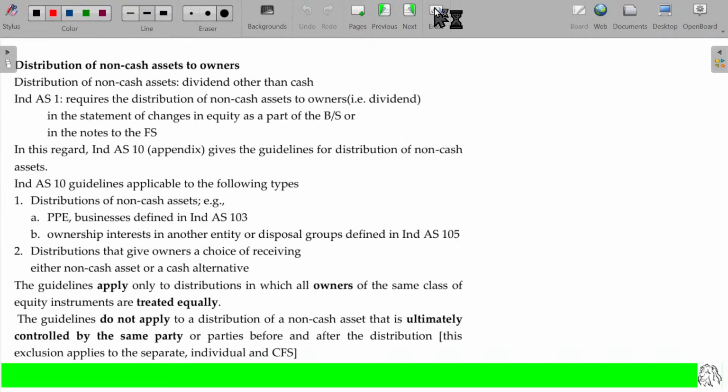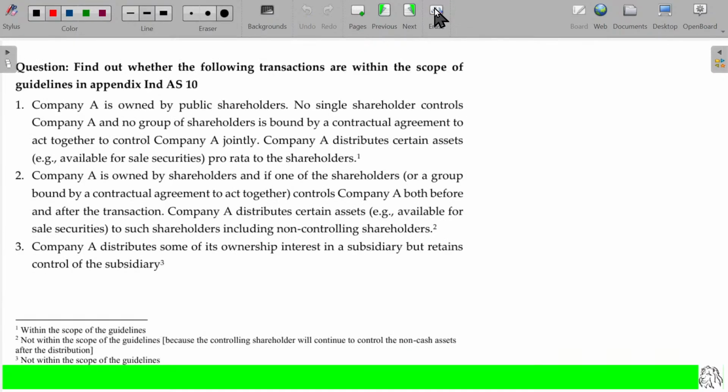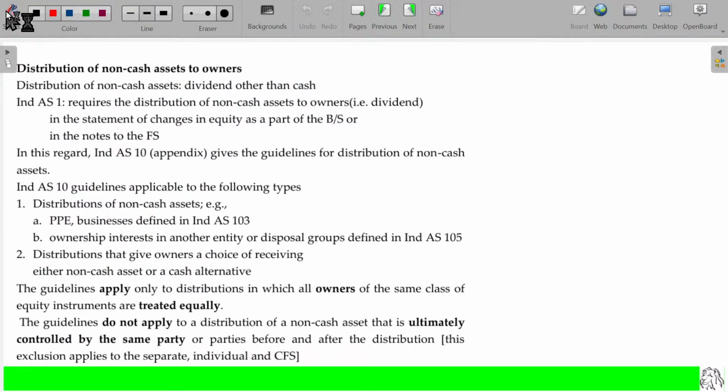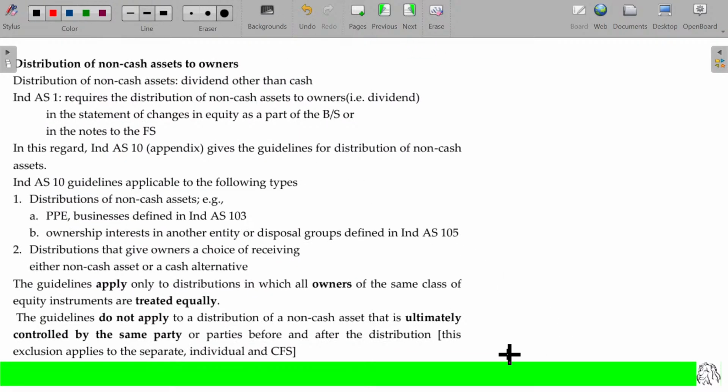Now, let's try to solve this one. This part requires some different explanation, so I will continue this in the next class. I think this is related to business combination under Ind AS 103. Most probably this component is applicable at final. Any small briefing I will give.